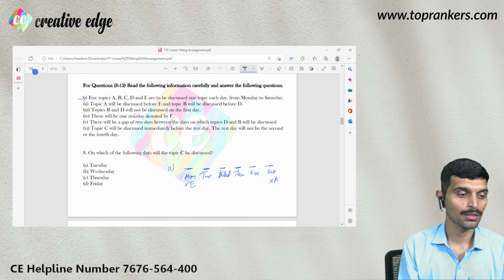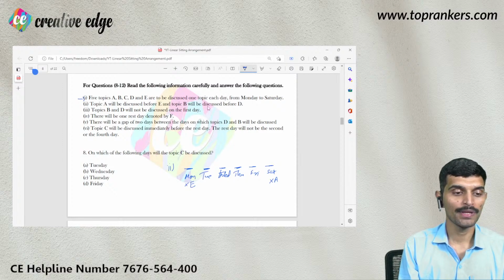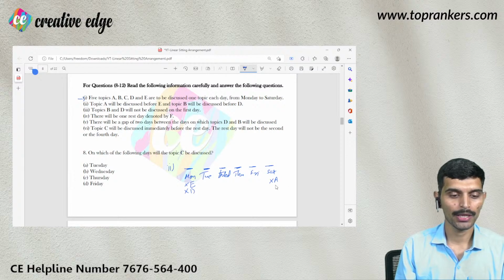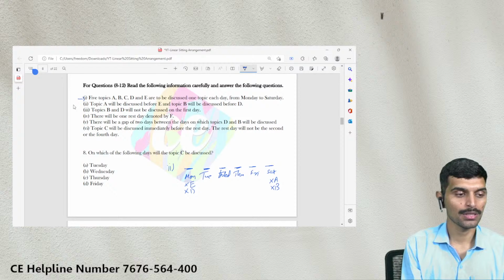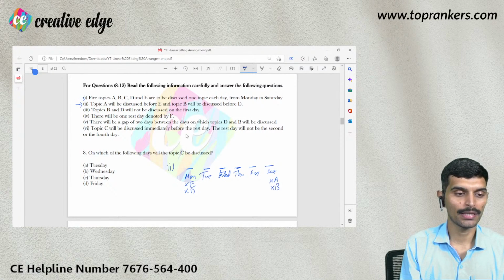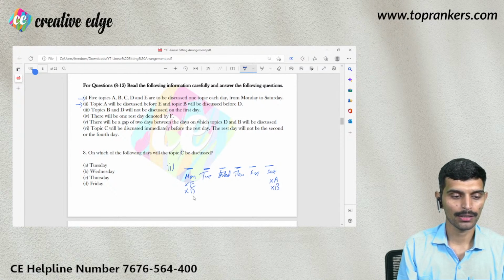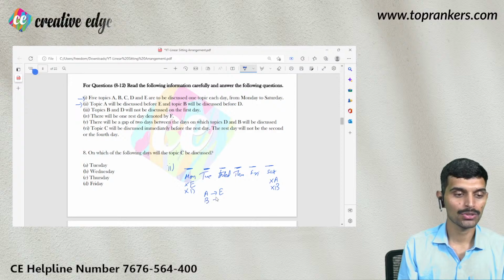Similarly, it says topic B will be discussed before D. So D cannot be on Monday and B cannot be on Saturday, right? This is it. Nothing more than this I can conclude. All I can write is A. After A, it should be E, and after B, it is D, right?